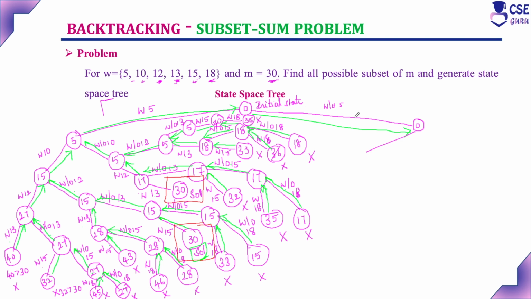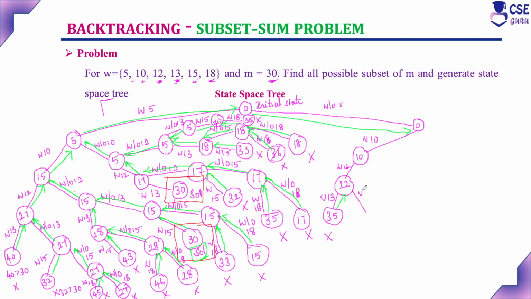Here, without 5, we have considered. Next, with 10, we need to consider 10. And with 12, 22. And then with 13, 22 plus 13, we will get 35. And this is a dead end. So backtrack to the previous step and check the other possibilities.